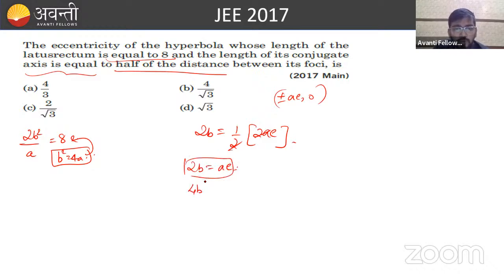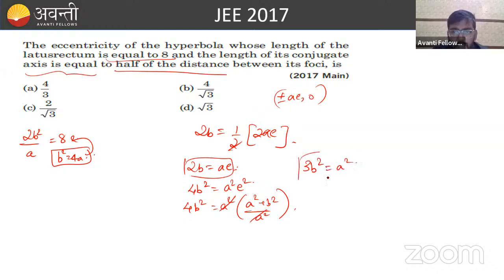So if you square, you get 4b square equals to a square e square, right? Now, if I simply put the value of e square here, you write 4b square equals to a square into (a square plus b square upon a square), right? So this a square gets cancelled. Here you get 3b square equals to a square. So this is also one relation and this is also one relation.